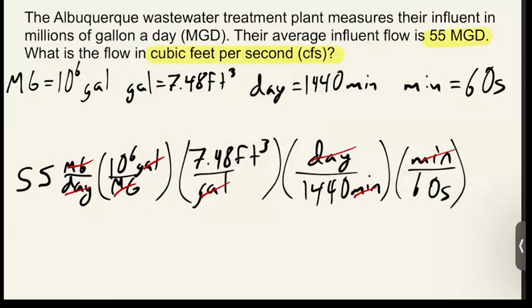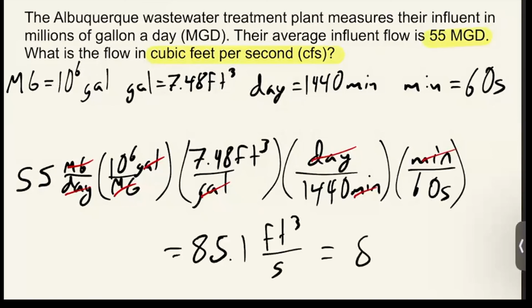And then we're just going to go ahead and multiply across. And this calculates to 85.1 cubic feet per second, or 85.1 CFS.